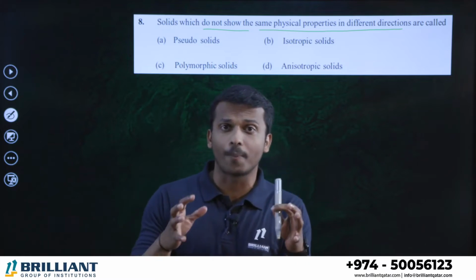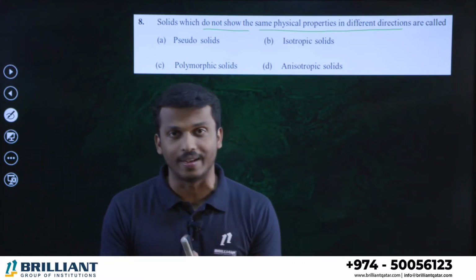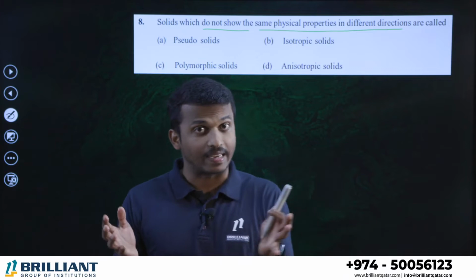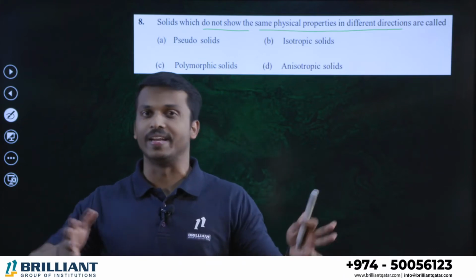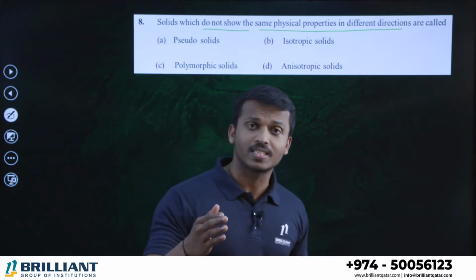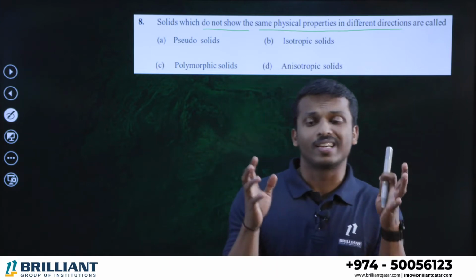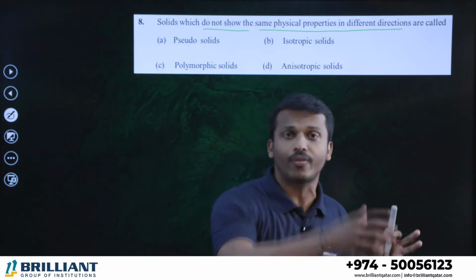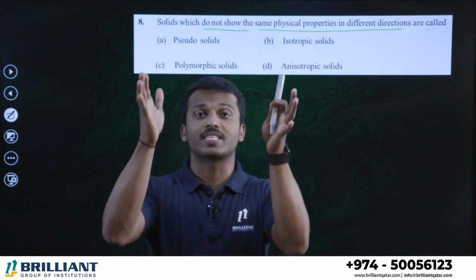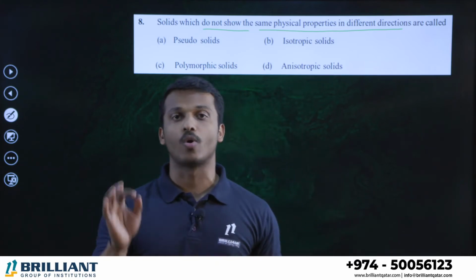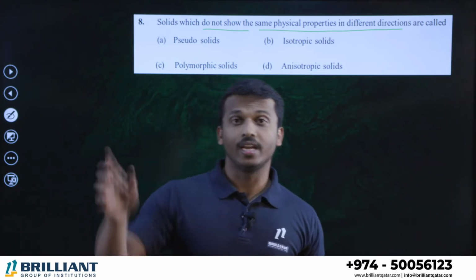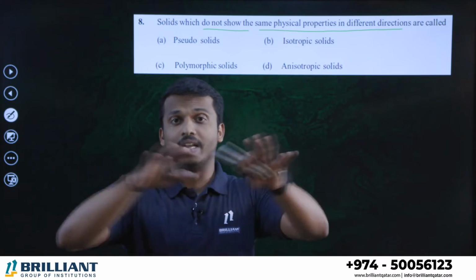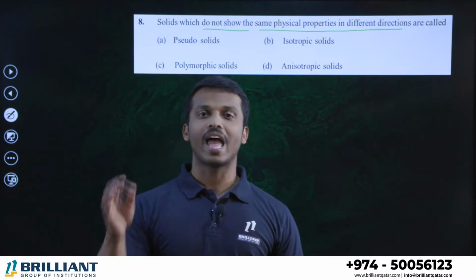The physical properties of a crystal when you are calculating. What are the physical properties? The electrical resistance or refractive index. Then if the electrical resistance or refractive index of a crystal, when you calculate in different directions, you are getting the same value, then it is called what? Isotropic. In different directions, if you are getting different values, then it is called what?